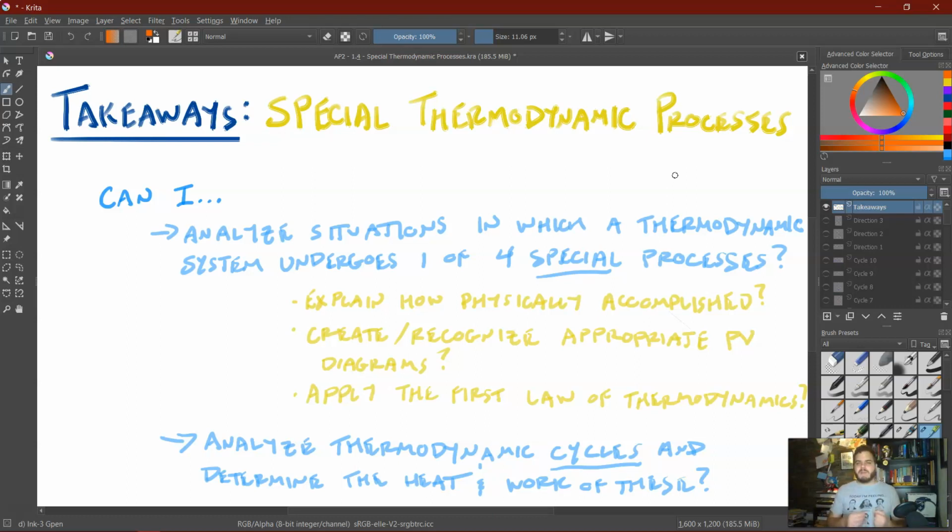And lastly, we want to analyze thermodynamic cycles. We want to analyze these combinations of processes and determine the heat and work based on the area enclosed by the cycles.